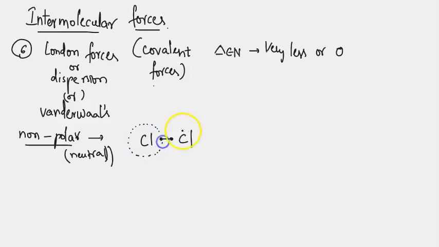As they move in random directions, sometimes both electrons are found at one position, leaving the other atom with no electrons. This can happen for a fraction of a second. Such a dipole, created randomly for a very short time, is called an instantaneous dipole. Because of this instantaneous dipole, this chlorine becomes Cl minus and this chlorine becomes Cl plus.